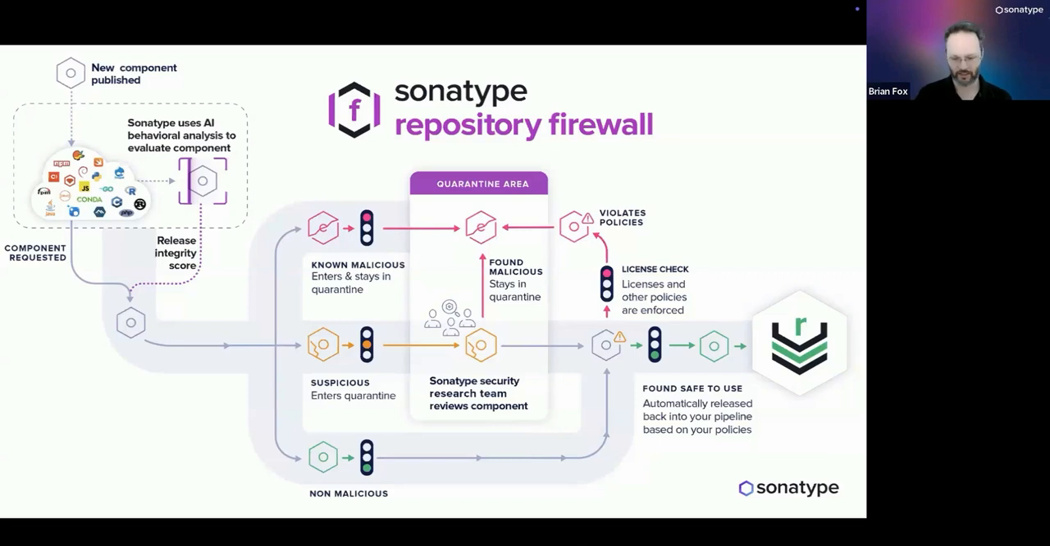And so we recognize that while we can't always play the cat and mouse game of knowing what the next malicious component actually looks like, we know what normal open source software development looks like. And so we can build models to detect that.